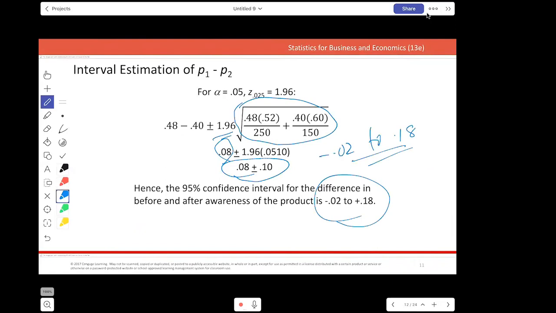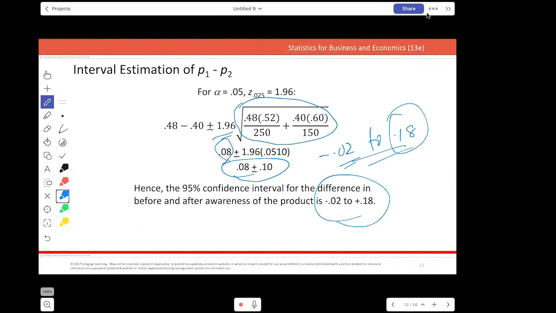So some people have a tendency to look at it and say, oh, but you have 0.18 is much bigger than 0.02. In other words, the positive part of the interval is a lot larger. So therefore, we could conclude that P1 is larger than P2. No, that's not true. All this interval represents is a range of values within which the actual difference lies. We don't know for sure, because remember, there's still a chance that the difference lies outside of that interval. But within that interval, we are 95% confident that the difference is in that interval.